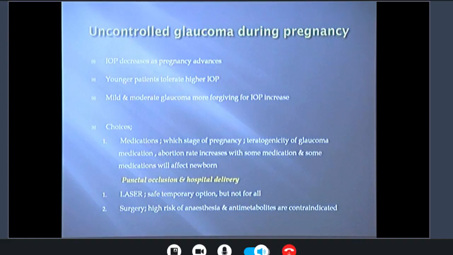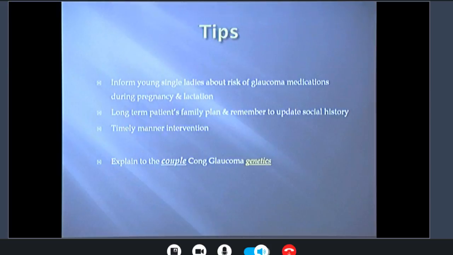Plus, being a young patient, to improve the success rate of the glaucoma surgery, we will need to use antimetabolites, which are contraindicated during pregnancy. So the best thing is to discuss the case with a young lady whenever she's turning 18. Tell her about the disease, tell her about glaucoma medication that can affect pregnancy or lactation, but advise her not to stop it, because then it can again affect her vision and she might lose her vision. So just tell her, involve me in your pregnancy plans and your family plans.